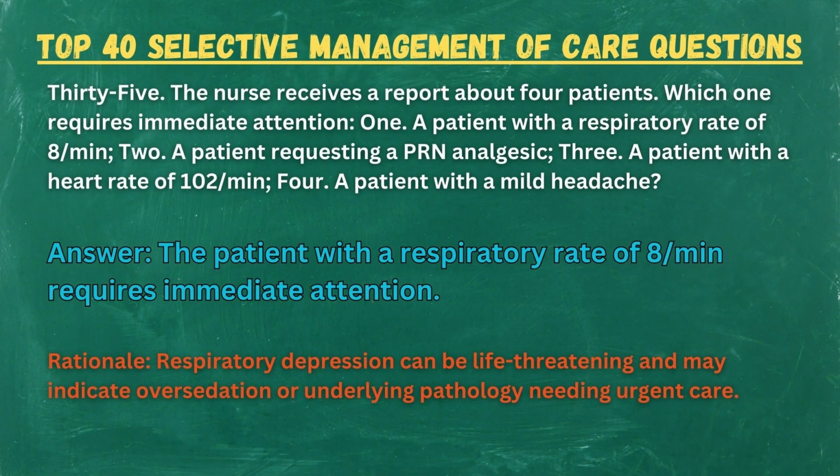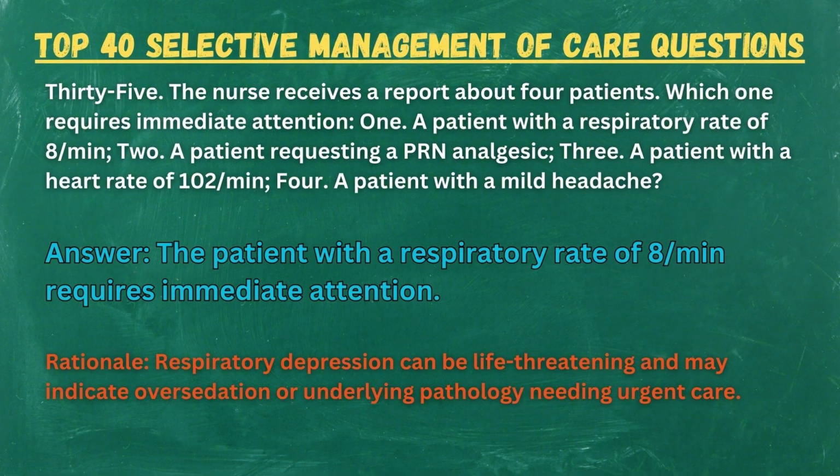35. The nurse receives a report about 4 patients. Which one requires immediate attention? 1. A patient with a respiratory rate of 8 per minute. 2. A patient requesting a PRN analgesic. 3. A patient with a heart rate of 102 per minute. 4. A patient with a mild headache. Answer: the patient with a respiratory rate of 8 per minute requires immediate attention. Rationale: respiratory depression can be life-threatening and may indicate oversedation or underlying pathology needing urgent care.